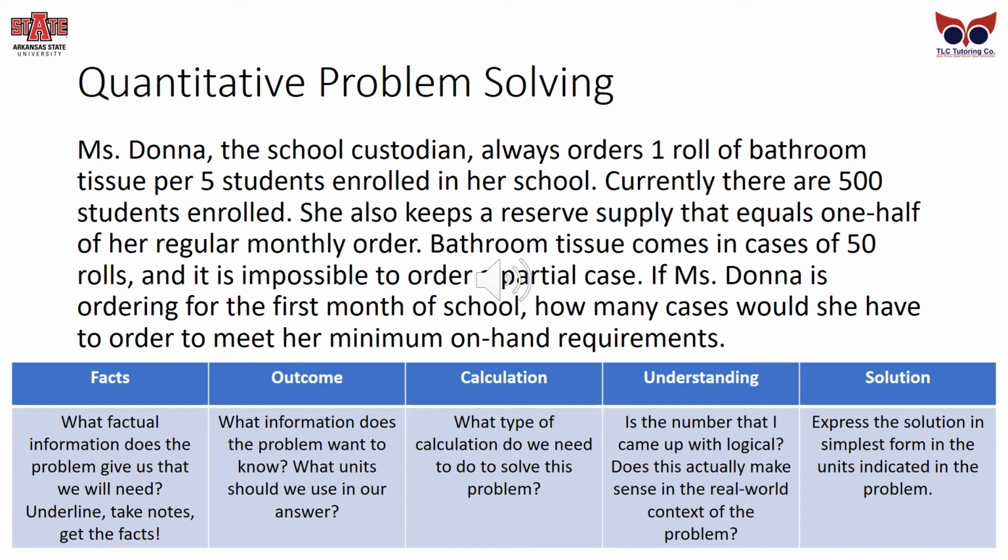Consider the following problem. Miss Donna, the school custodian, always orders 1 roll of bathroom tissue per 5 students enrolled in her school. Currently, there are 500 students enrolled. She also keeps a reserve supply that equals 1/2 of her regular monthly order. Bathroom tissue comes in cases of 50 rolls, and it is impossible to order a partial case. If Ms. Donna is ordering for the first month of school, how many cases would she have to order to meet her minimum on-hand requirements?